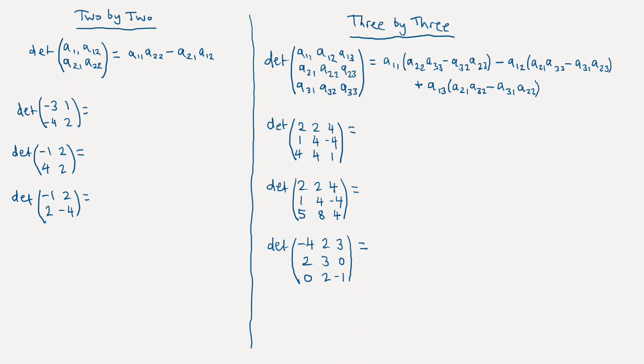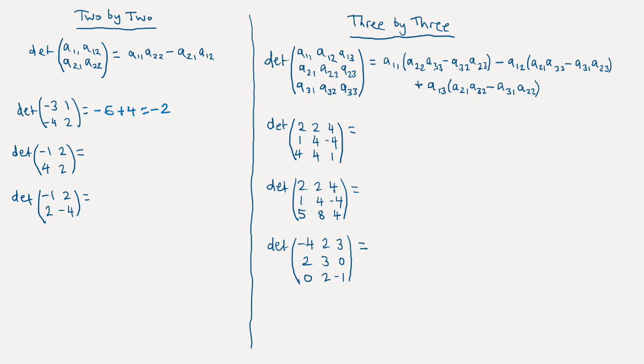So let's run through some examples. So for this first example with minus 3, 1, minus 4, 2, we'll multiply minus 3 and 2 to get minus 6, and then we subtract minus 4 times 1. Subtracting minus 4 is the same as adding plus 4, so we get minus 6 plus 4, so that equals minus 2.